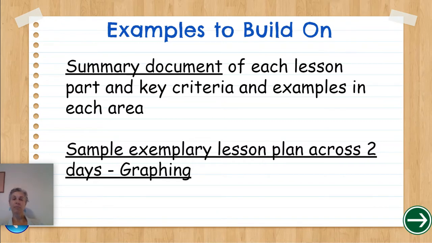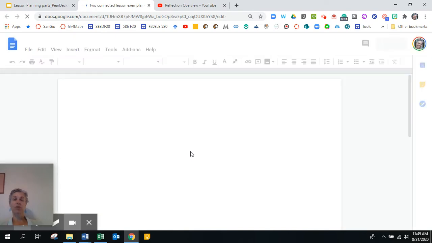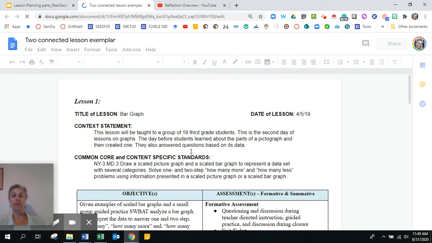The second link, the sample exemplary lesson across 2 days, is sort of the entire lesson plan, so you can see all the different parts in one place. So if you click on this, you can see as it opens how the lesson plan layout will look and how all the different parts are in there.